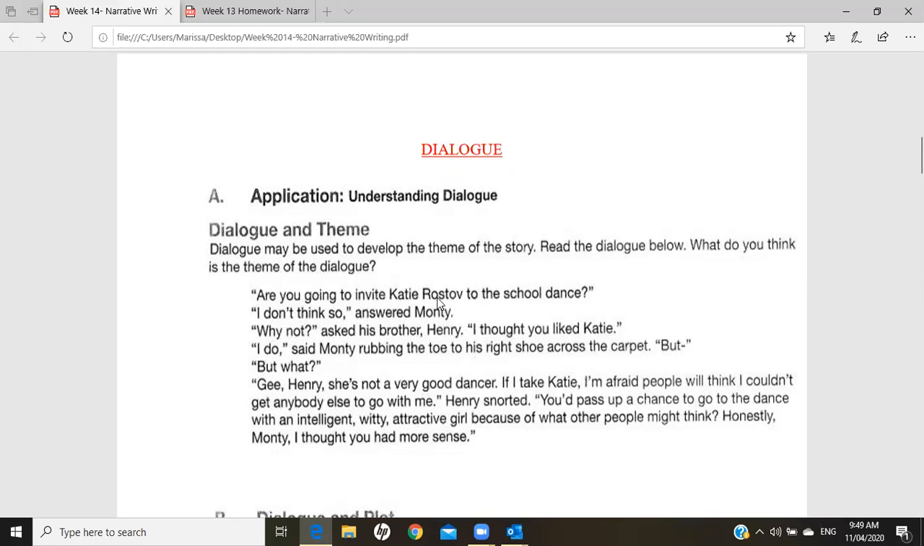Right, so Monty apparently likes Katie, and the school is having a dance, but we're now finding out that Monty doesn't want to ask Katie to the dance. And why doesn't he want to ask Katie to the dance? Because Henry now is trying to figure out what's going on here. She's not a good dancer. Right, so he likes the girl, but she's not a good dancer, so he doesn't want to ask her to the dance.